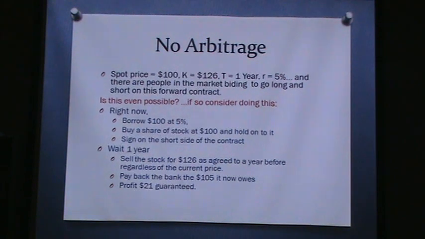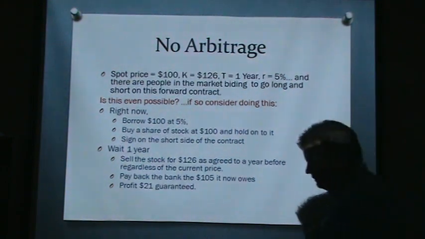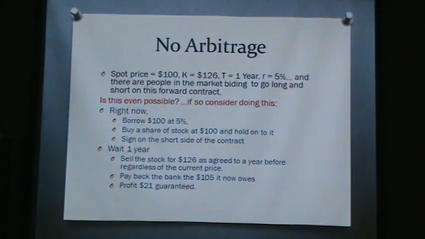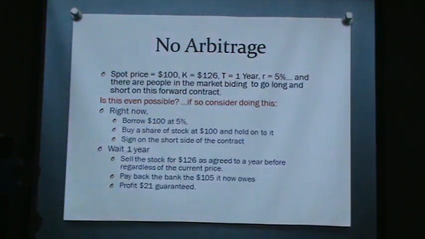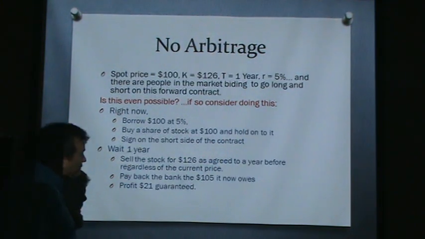So the no arbitrage argument for forward contracts is this. Suppose we have a spot price, the current price of some underlying commodity that the 2 people are signing a contract on, is $100. And K, the value they agreed to spend in the future, is $126. And the future is 1 year from today. And currently the interest rate is 5%.